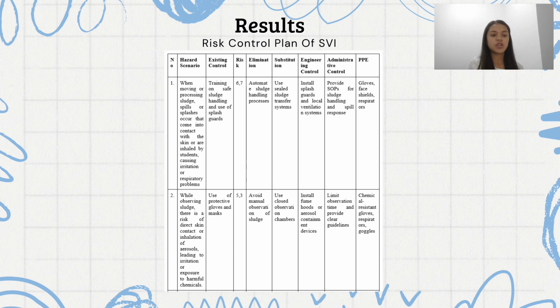And another risk associated with sludge observation is direct skin contact or aerosol inhalation. Although existing measures, including masks or protective clothes, are crucial, it is advised to reduce exposure by eliminating manual observation by employing fume hoods or closed observation chambers, enforcing time limitations for observations, and substituting real-time equipment for manual monitoring, because prolonged observation periods can raise the hazard from exposure to dangerous compounds in sludge.